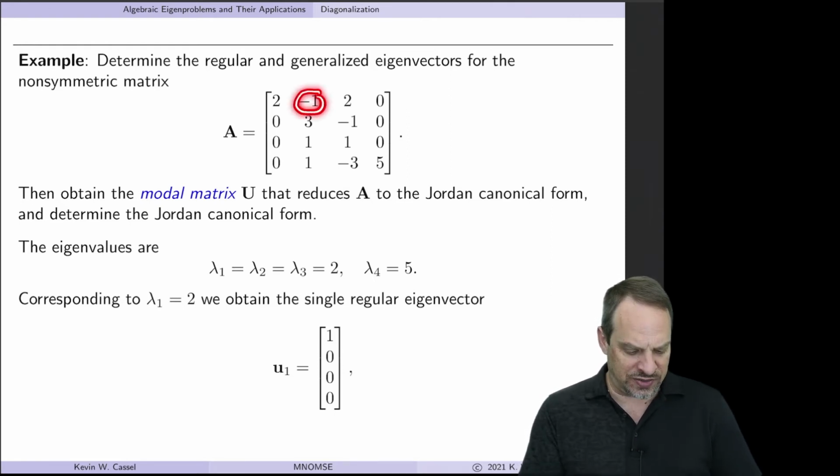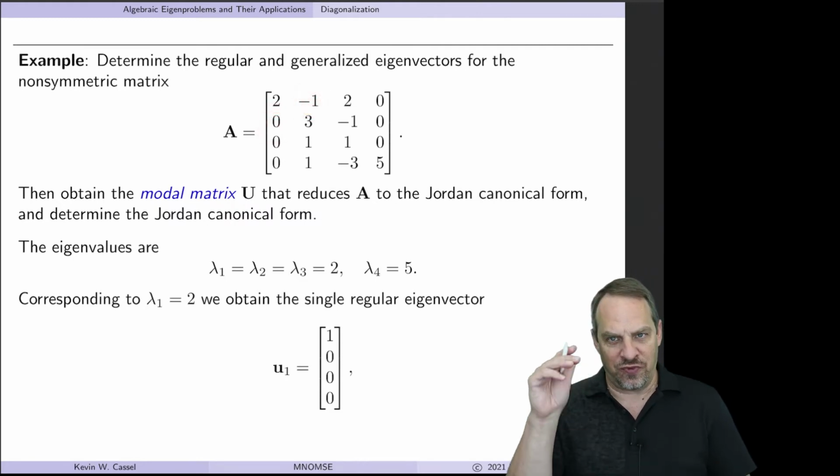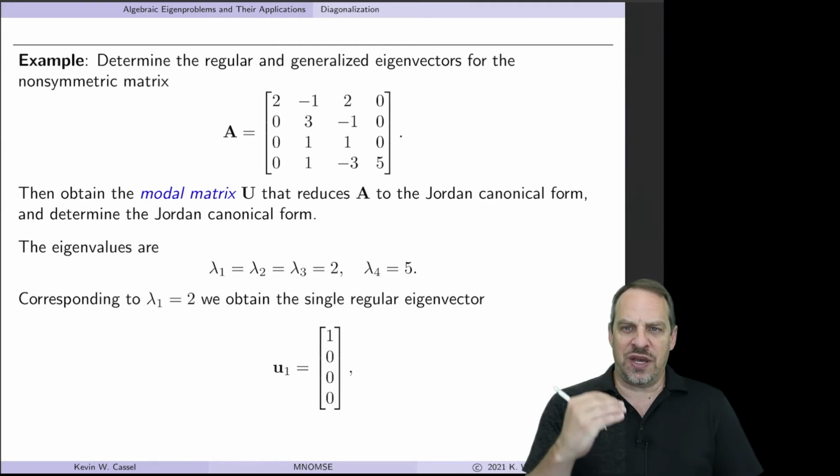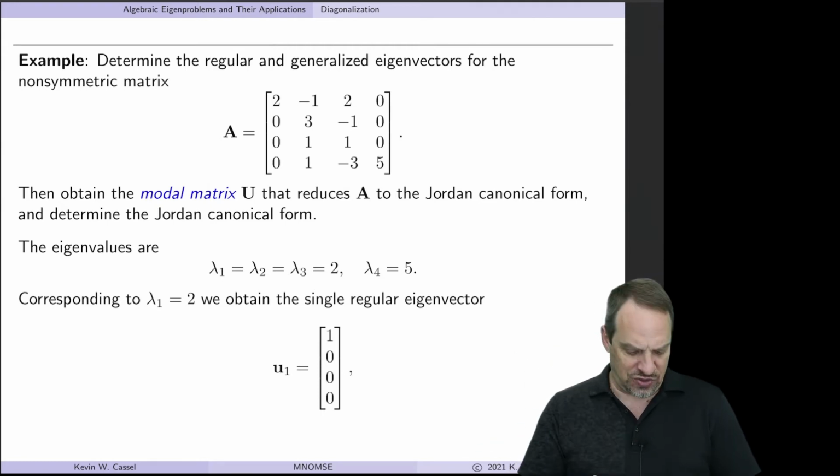And clearly it is not symmetric. Okay, so fine, file that away. I have a non-symmetric matrix. Then I get the eigenvalues to see whether they're distinct or not.